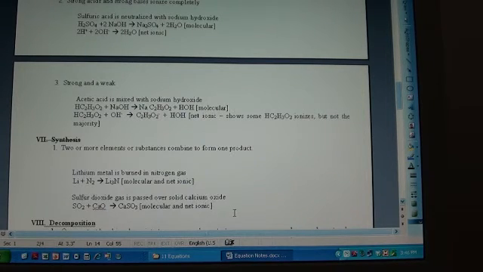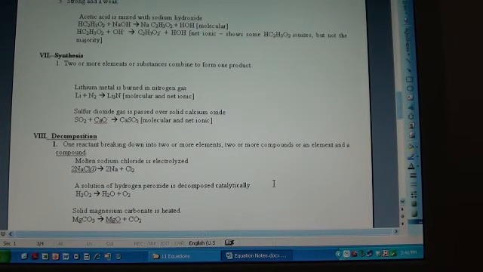Okay, a synthesis reaction: two or more elements or substances combine to form one product. Lithium metal is burned in nitrogen gas. Okay, remember they're telling you this time what is burning in nitrogen gas. There's no oxygen in this one.